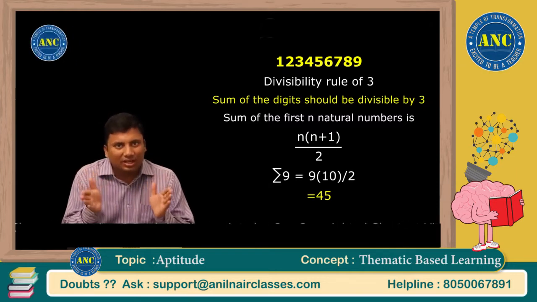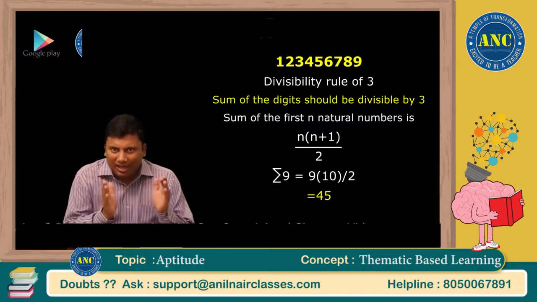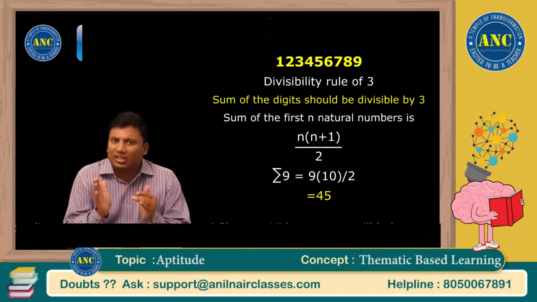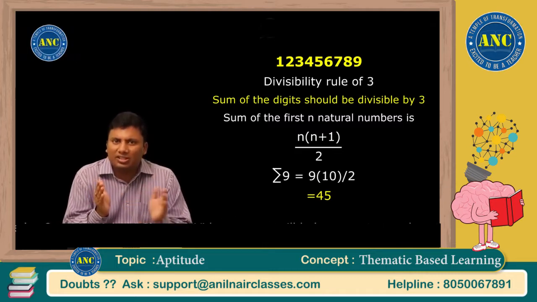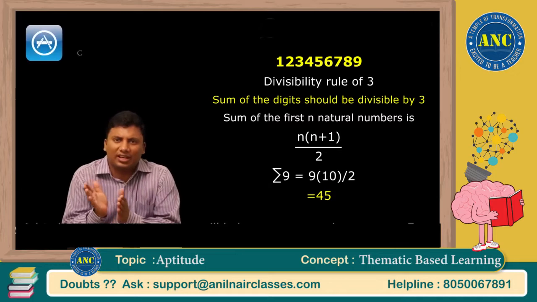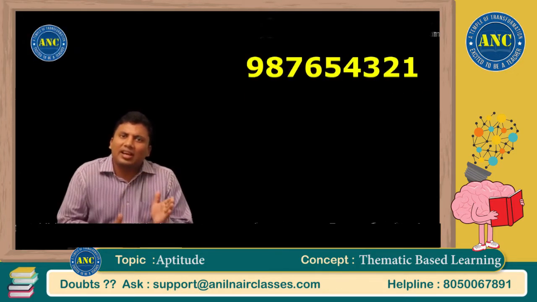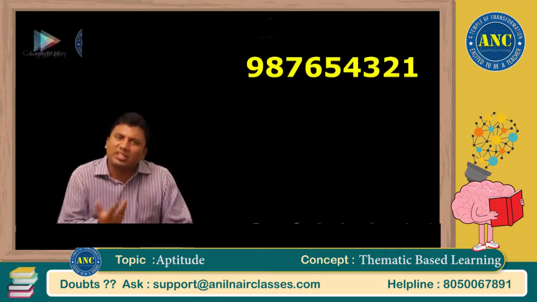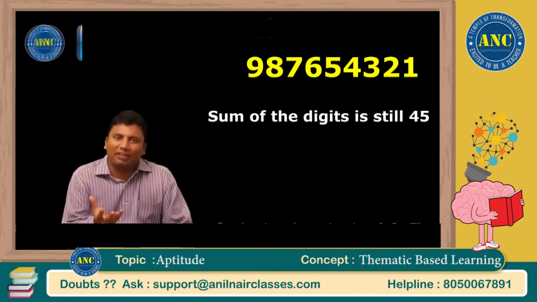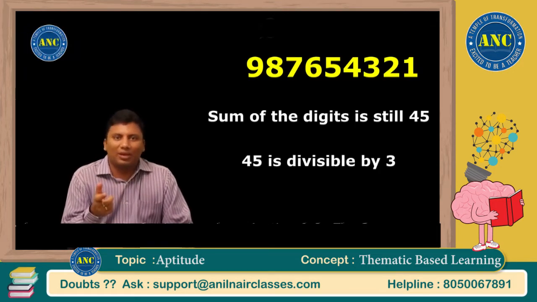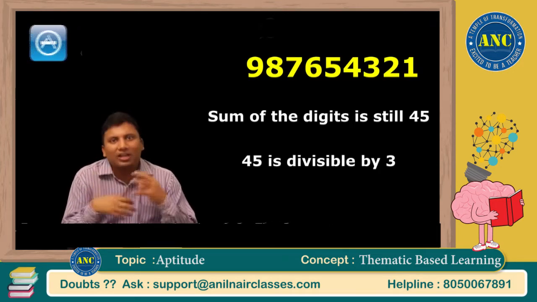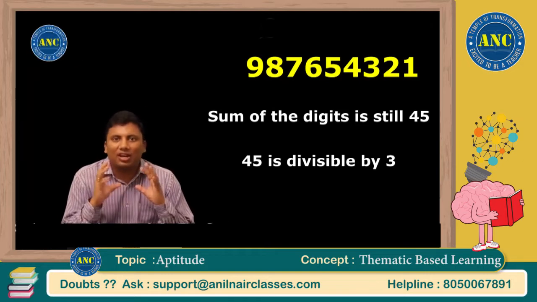That means it is not a prime number. Now listen carefully. Even if I change the position of the digits, 1, 2, 3, 4, 5, 6, 7, 8, 9, if I reverse it, 9, 8, 7, 6, 5, 4, 3, 2, 1, what is the sum of the digits? Still it is 45. That means still it is divisible by 3. That means even if I alter the position of the digits, the sum will not change.